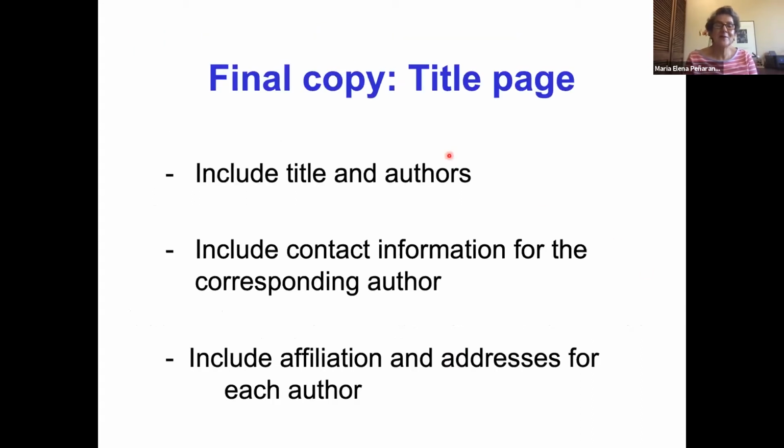So for the final copy, you have the title page, which is separate from the letter. The title page goes before the abstract. It includes the title and all of the authors, all of their institutions and their contact information, including the contact information of the corresponding author, the most important, and the affiliation and addresses for each author. Have you seen when you publish, each author has an asterisk after their name, and right after it says what the institutions are for each author.